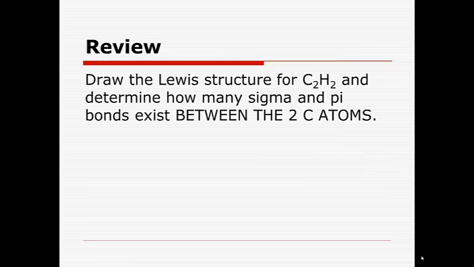So here's the review question. First, draw the Lewis structure for C2H2. We've already done this, and you can go look in your notes also. From that, determine how many sigma and how many pi bonds exist between the two carbon atoms.